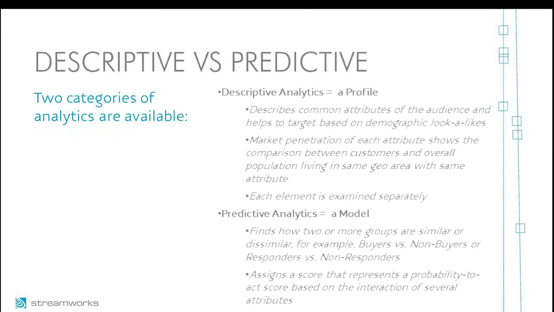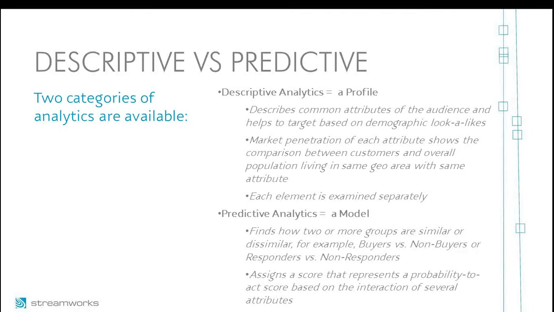So there's two categories of analytics, and descriptive and predictive are the two you really need to understand. Descriptive looks at a database, your house file, for example, and it looks at what everybody looks like in there. What are their common attributes of that audience? What do they all kind of fit in? Are they all in a certain age group? Do they have kids? Are they homeowners? Do they have a certain income level? And you start to get a picture of who your customers are or who your responders are. It does not give you a prediction of behavior in the future. It really just looks at what they look like. So it's like a look-alike profile is an easy way to explain it.